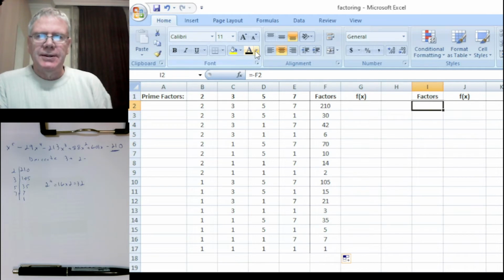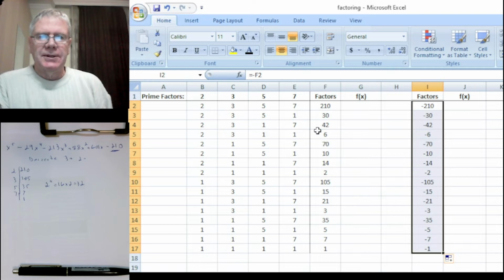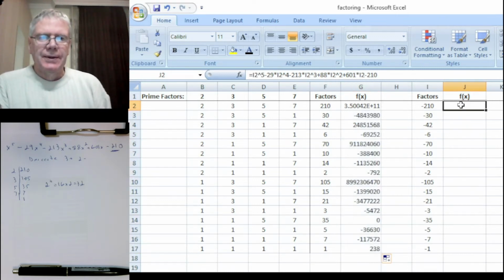I also need to use the negative number for each factor. So this is just equal to the opposite of this. And then for each factor, I'm going to calculate the actual function. So this is the value of the function for that factor of 210. And I'm going to do that for every factor.